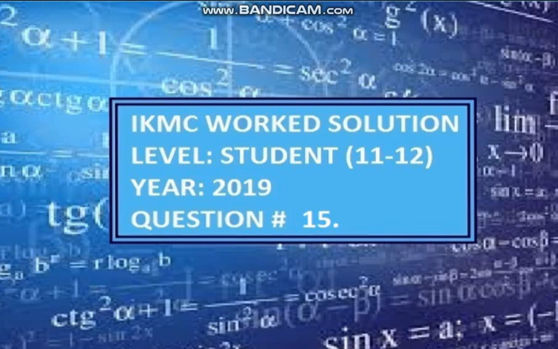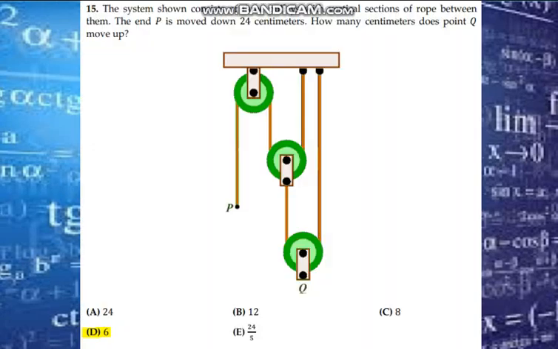Question number 15. So for question 15, we have a compound pulley system in which we have a point P which is being moved downwards by 24 centimeters.